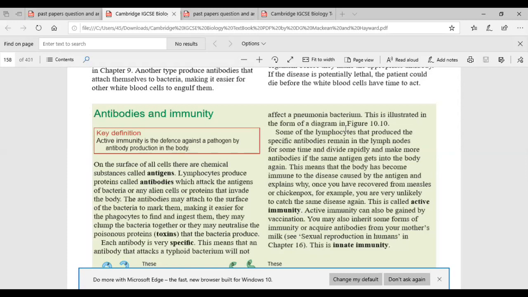So I will begin from now. I will repeat the lesson about immunity. Now you understand me? You hear me? We are revising now chapter 10, chapter 11, chapter 12. Okay? Chapter 10, chapter 11, chapter 12.